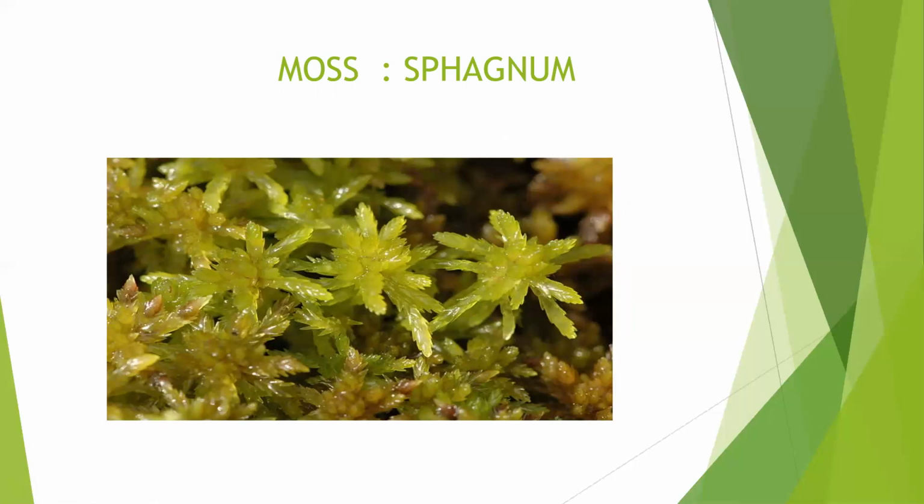Now the second group, that is mosses. And in moss, this is one of the examples. I told you there are two examples of moss. One is Sphagnum and the other is Funaria. So you can see this is Sphagnum. It is a moss. Generally, we make moss sticks out of it.